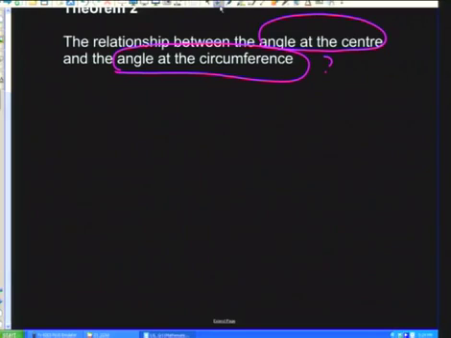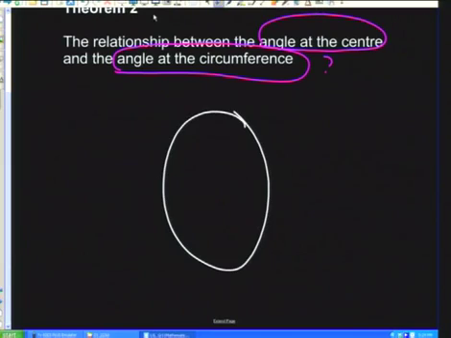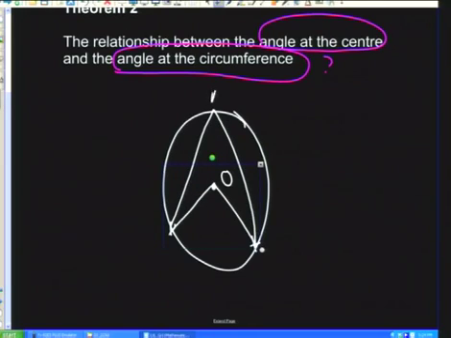I'm going to draw a circle. And remember, to subtend means I first have the position on the circumference. I'm going to choose 2 points on the circumference. And I'm going to subtend an angle at the center. I'm going to call that O. And I'm going to subtend an angle at the circumference. And I'm going to call that A.